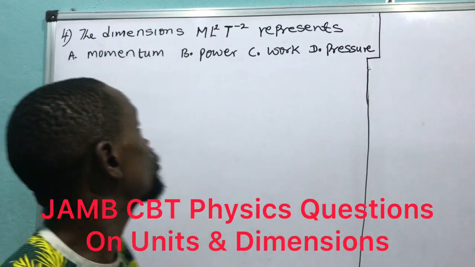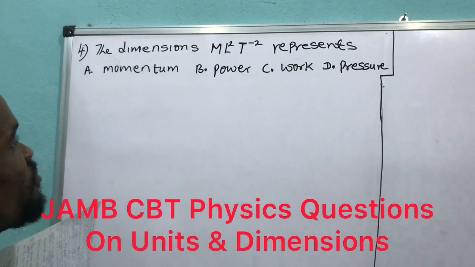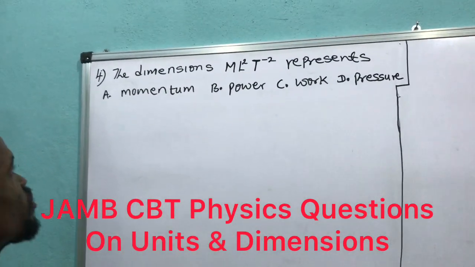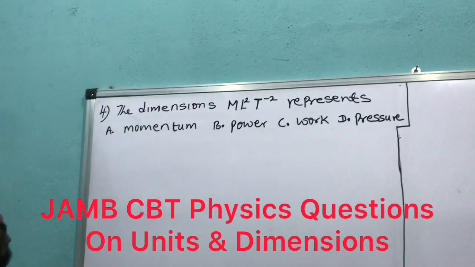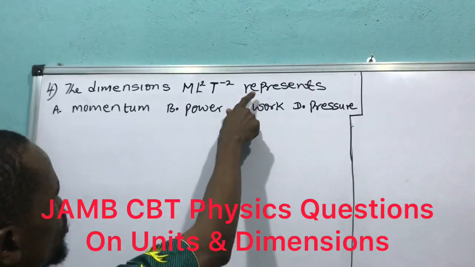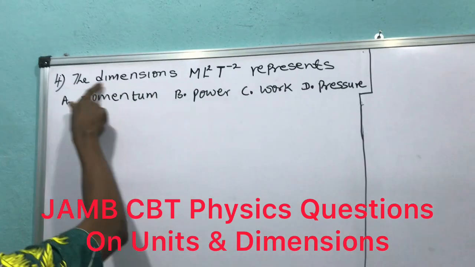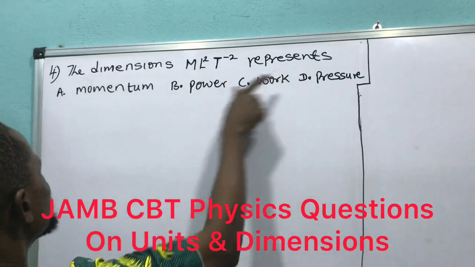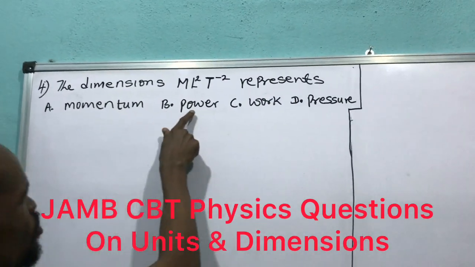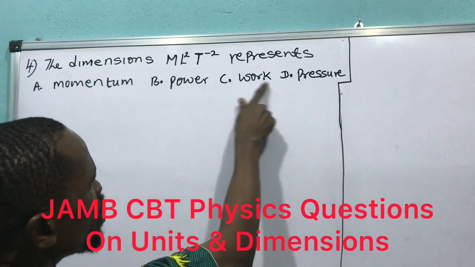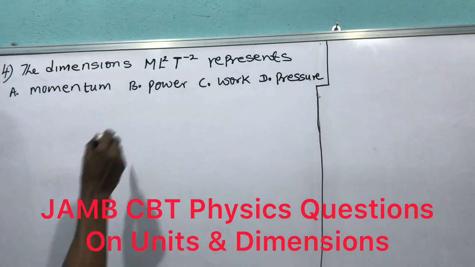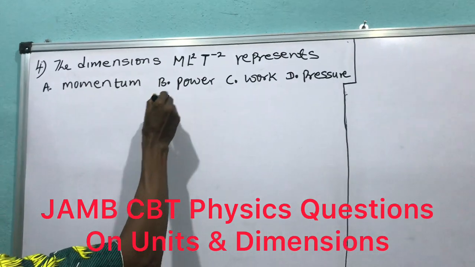That's question number 4. Question number 4 says the dimension represented, the dimension x represents a momentum, P power, C work, D pressure. Let's go to solution.